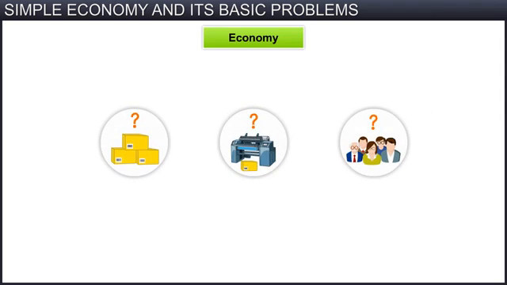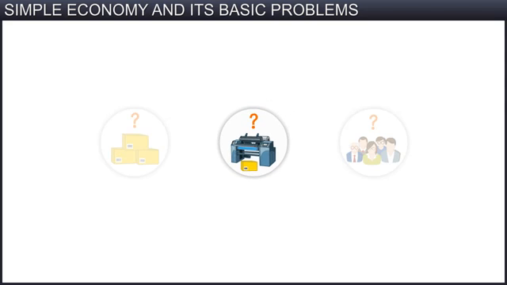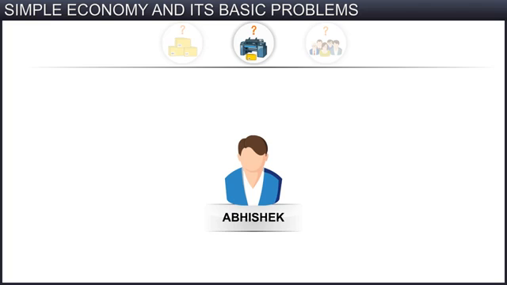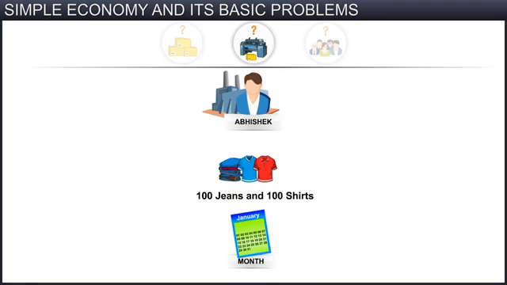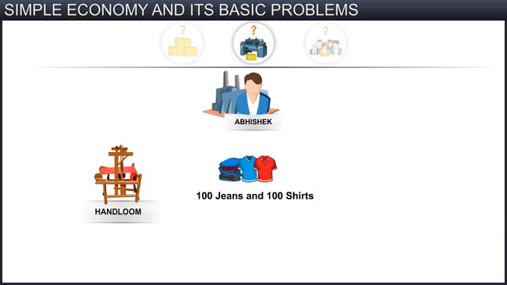Moving ahead, we will now learn the second problem of an economy, how to produce these goods. Let's continue with the case of Abhishek. He decided that he wants his firm to produce 100 jeans and 100 shirts every month. Now he has to consider another basic economic problem: how to produce these jeans and shirts. Abhishek can use either handloom or powerloom to produce his goods.